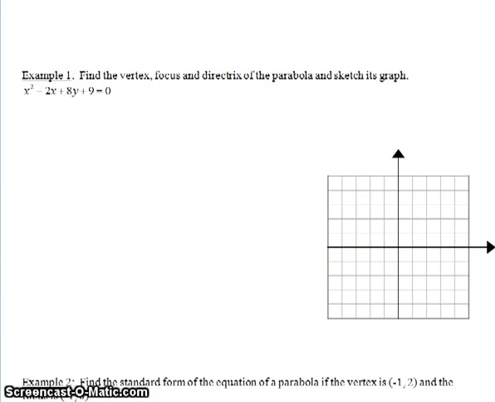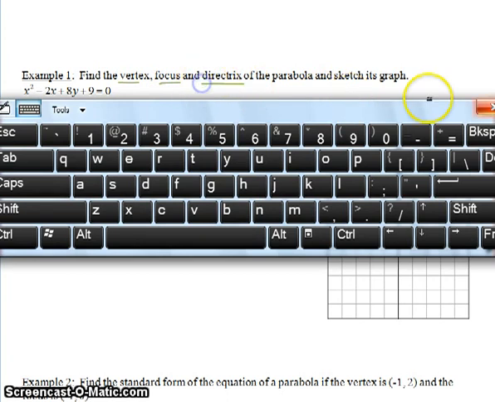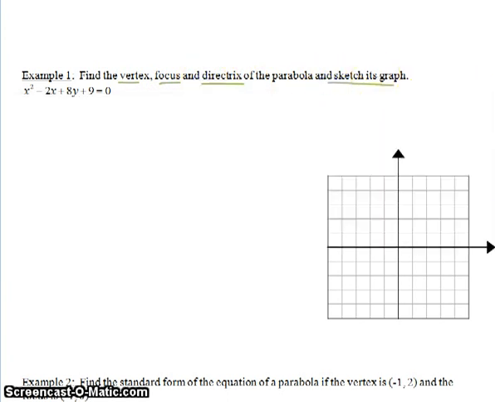Okay, so here we are at the first example, and you'll either need to flip back and forth or really just understand that the vertex is at h comma k, and then you go p units in either direction to get to the focus and the directrix. Okay, so for this problem, we want to find the vertex, the focus, and the directrix of the parabola, and then sketch its graph.